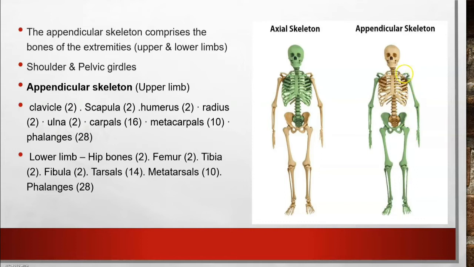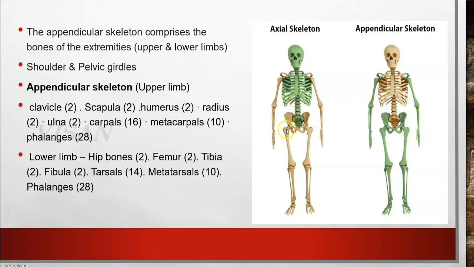In the upper limb, it has the clavicle in the front, which we call the collarbone, and on the back we have the shoulder blade or the scapula. The bone of the arm is the humerus, and in the forearm we have two bones, the radius and ulna. The bones of the wrist we call the carpal bones, and the bones in the palm of the hand we call the metacarpals, and the bones forming the fingers we call the phalanges.